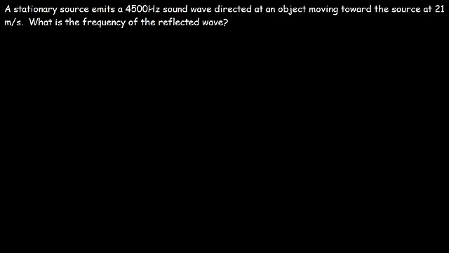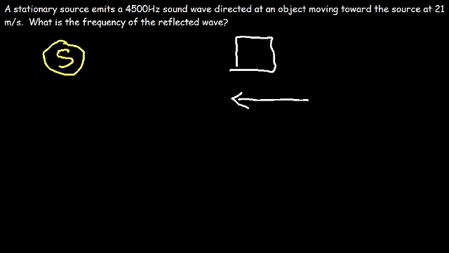A stationary source emits a 4500 Hertz sound wave directed at an object moving toward the source at 21 meters per second. So let's say this is the source, and we have an object. And the object is moving towards the source at 21 meters per second. What is the frequency of the reflected wave?